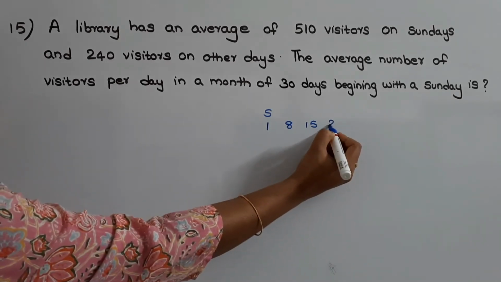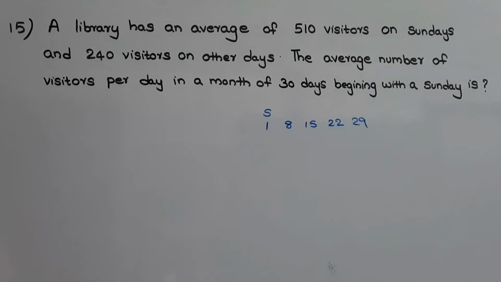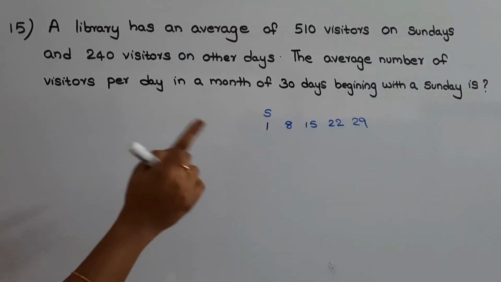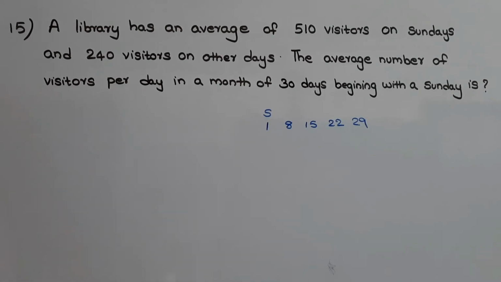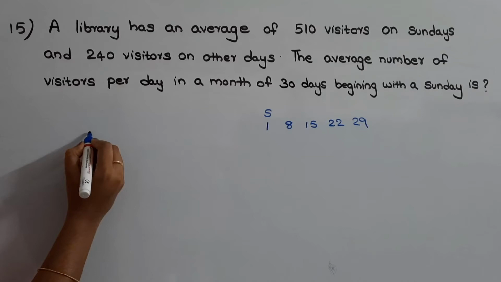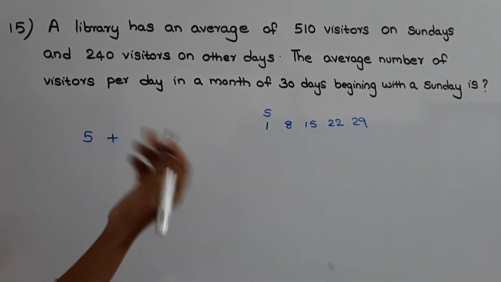Then on the 22nd it will be a Sunday, and on the 29th also it will be a Sunday. So there are 5 Sundays in a month of 30 days beginning with a Sunday. Let us first write down the number of days. So the number of Sundays is 5. Then what will be the number of other days?